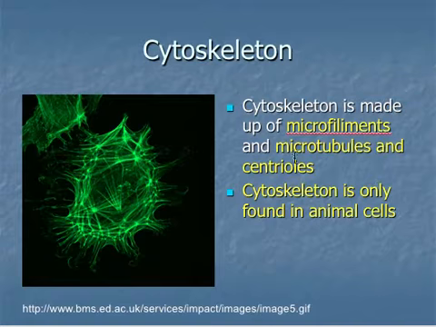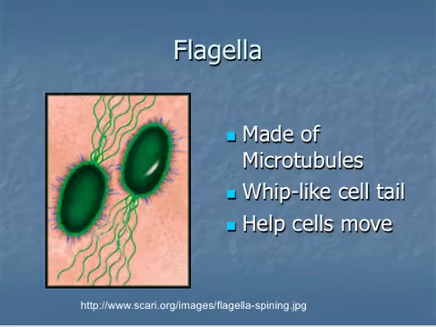So the cytoskeleton is microfilaments, microtubules. Microfilaments help cells move. Microtubules hold up organelles. And centrioles help the cell divide. And you have a cytoskeleton only in animal cells. Part of the cytoskeleton involves flagella. Flagella are microtubules that help cells have whip-like tails that move around. Back in that kingdom that we didn't ever talk about, those protists, there are individual cells that are flagellates that move around with flagella. In humans, the sperm are the only cells that have flagella.